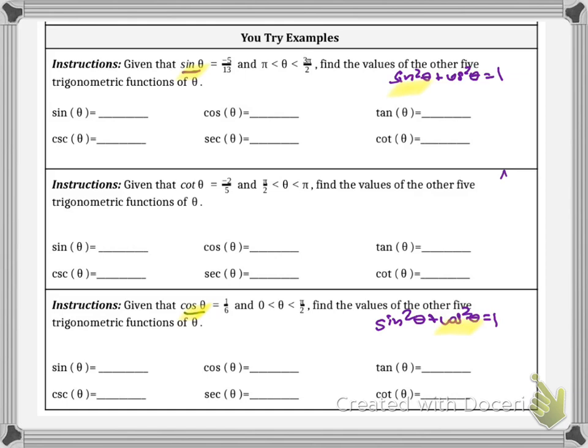Now for this other example, we are given cotangent. So we have to go back and think about which Pythagorean identity we can use. We want to use the one that has a cotangent in it. Therefore, we want to use 1 plus cotangent squared of theta equals cosecant squared of theta. We know what cotangent is, so we're going to plug it in here, and then figure out what cosecant is by doing the same exact procedure as before.